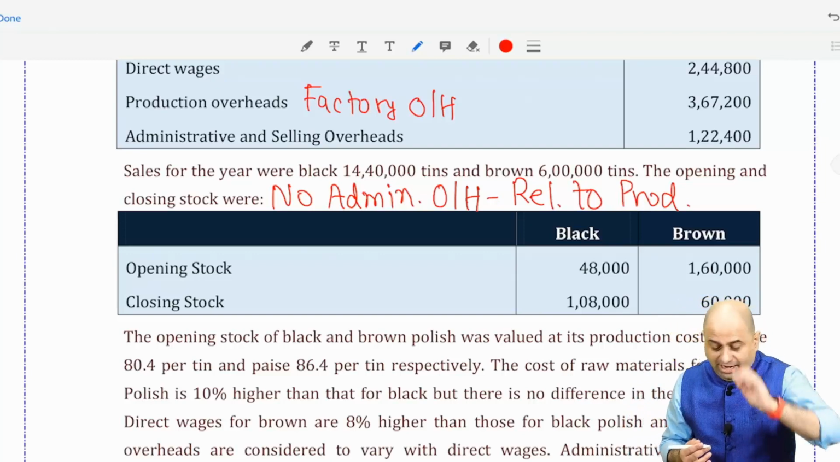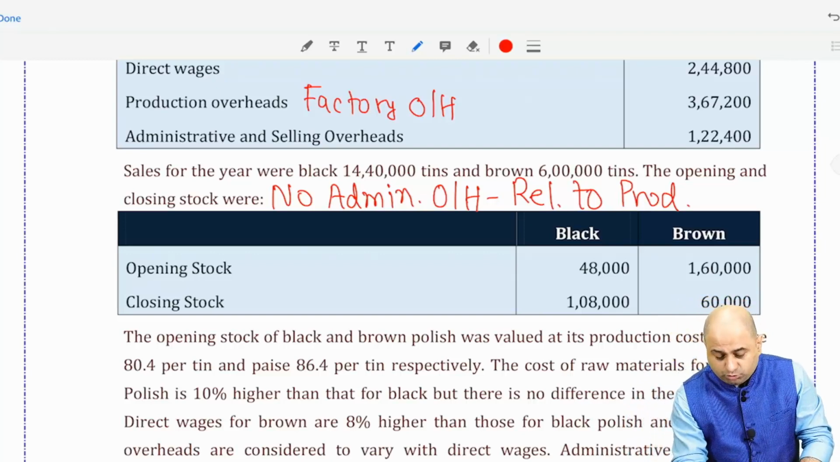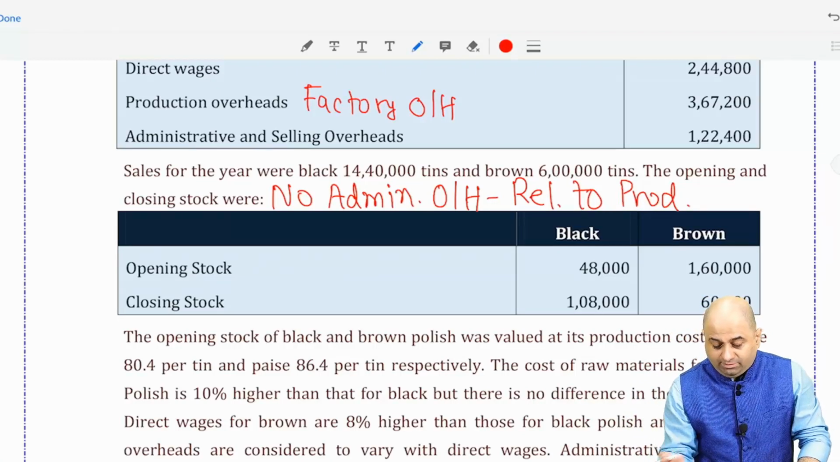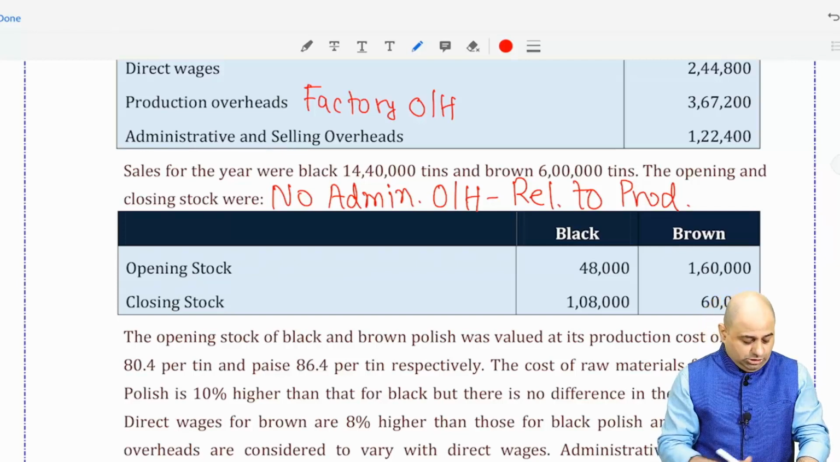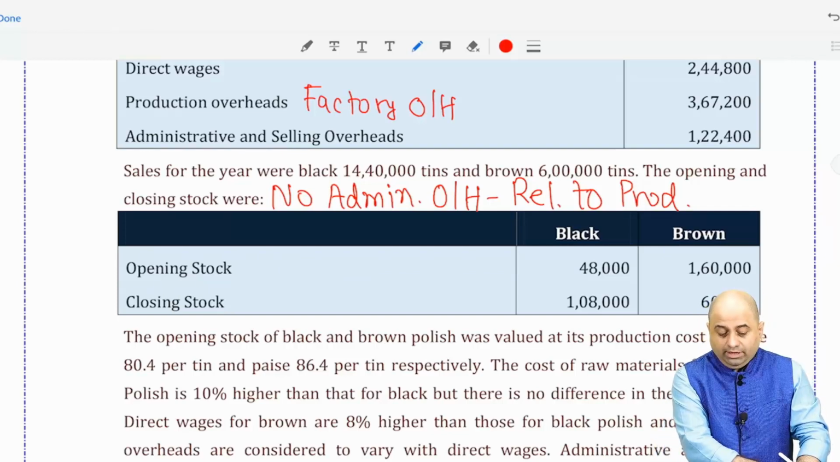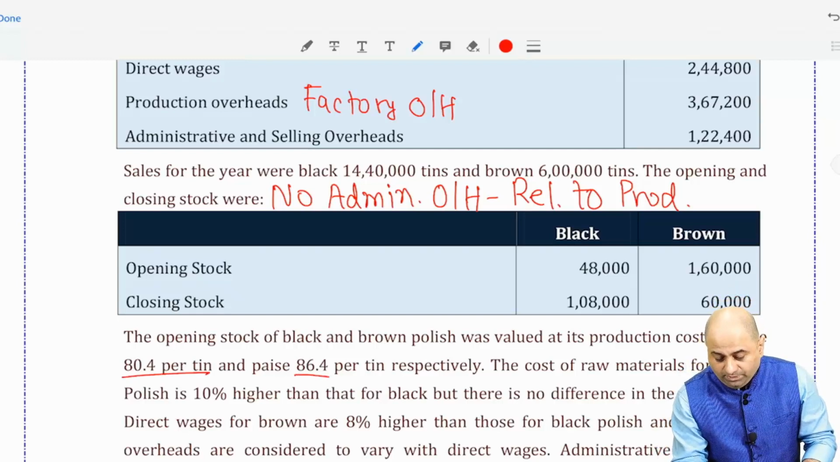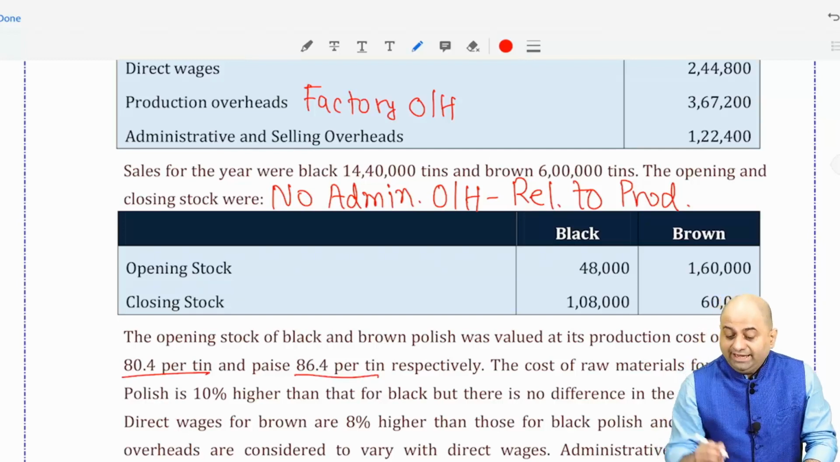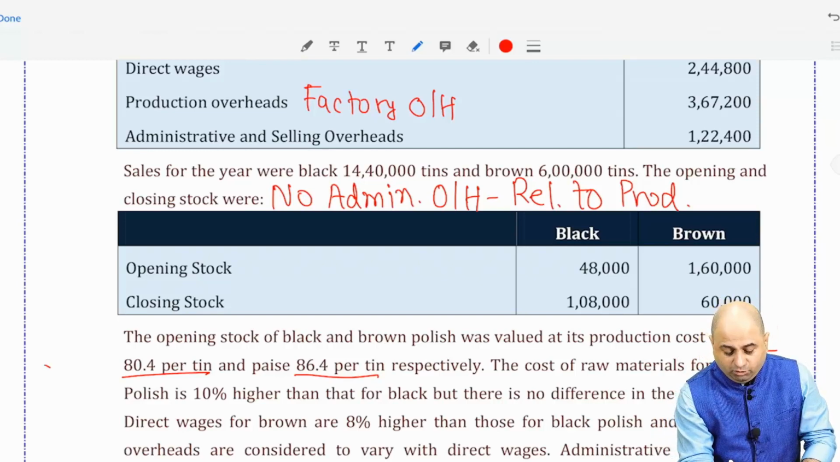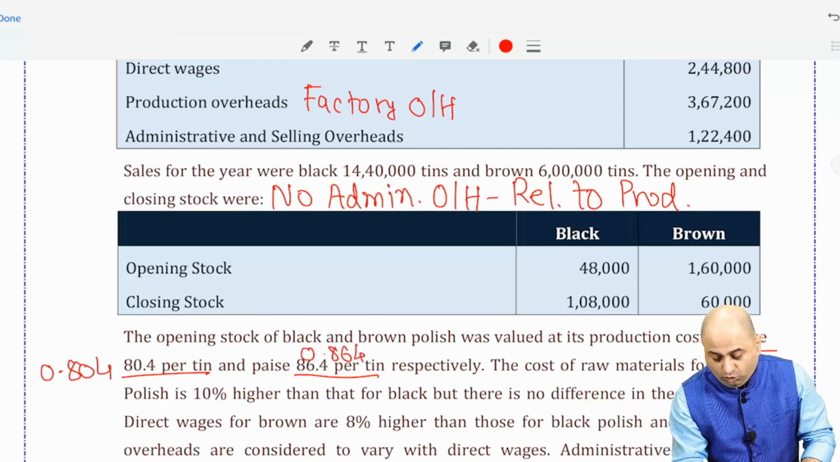Now, try to understand. The next point says very clearly, opening stock of black and brown polish was valued at its production cost of paise 80.4 and 86.4 per tin respectively. So what do we do? 80.4 and 86.4 per tin. It's paise. We naturally need in rupees. So 0.804 and 0.864 rupees is what we do here.